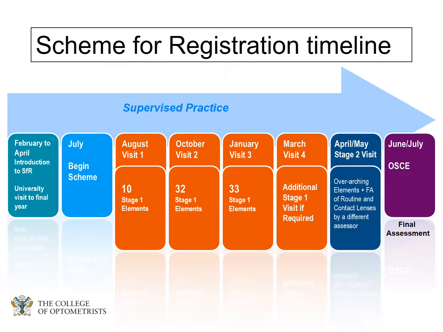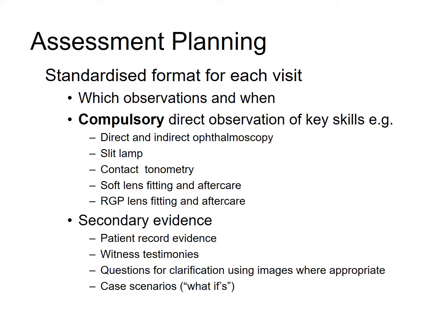So, as I say, there's a standard assessment plan for each of these first 3 visits. Your trainee's got their assessment plan for visit 1 already because they got it at the university roadshows. And it tells them which compulsory evidence we're going to look at on the day, and it talks to them about the secondary evidence that's needed. And when we get to visits 2 and 3, it'll also talk to them about some of the action plan that's gone on for competencies they missed the first time round.